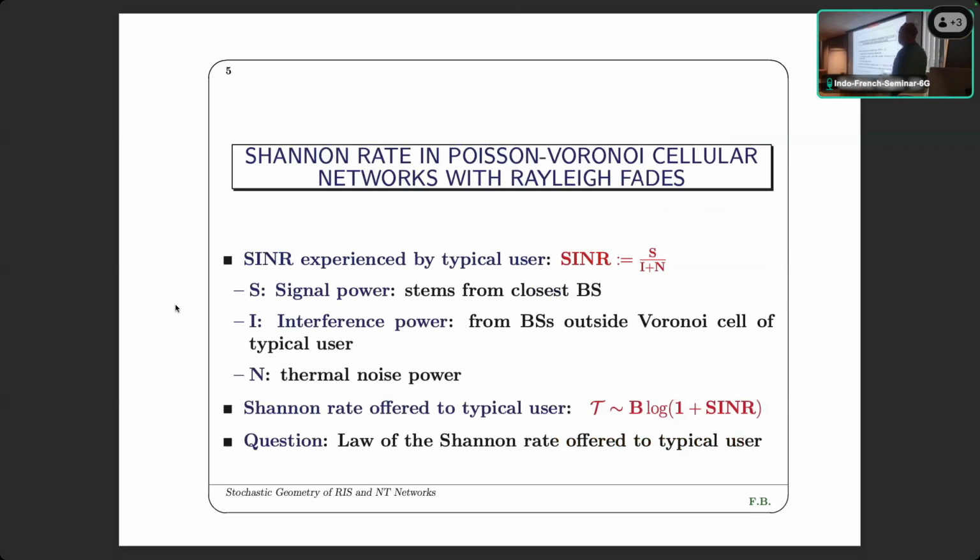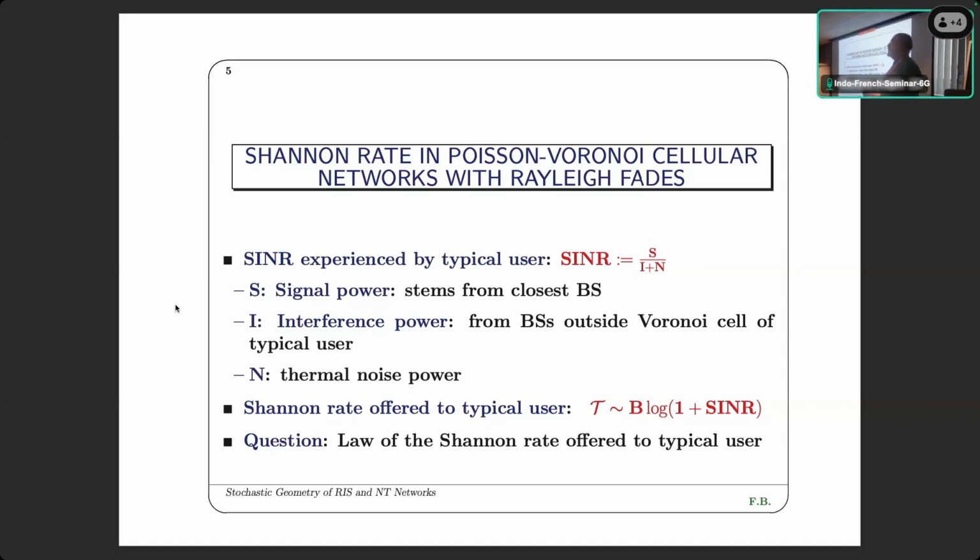Now you introduce information theory. I'm sure there are plenty of very strong information theorists in the room. We go way beyond treating interference as noise. The interference channel and the broadcast channel were assessed within these tools, but I will just describe a case where you treat interference as noise. So the SINR is the signal over the interference plus the thermal noise. The signal power stems from the closest base station, and we will use the magic of Poisson and Voronoi, which interplay in a nice way, to assess this power. The interference is what stems from all base stations outside the Voronoi cell of the typical user.